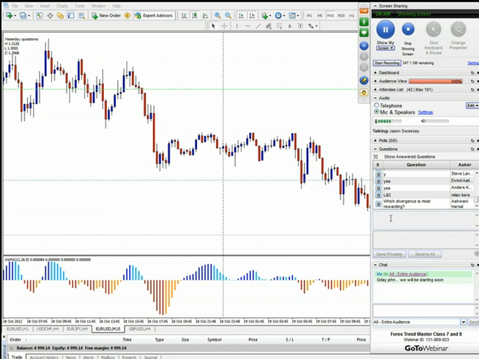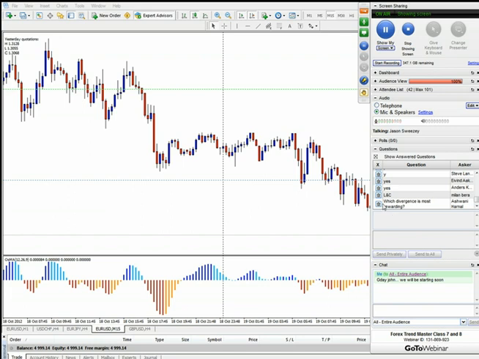Which divergence is most rewarding? Well, I think they all are. All I can say is they're all about equal in that way, but maybe hidden divergence would be the safest one because it's with the trend, whereas the other two are counter trend.